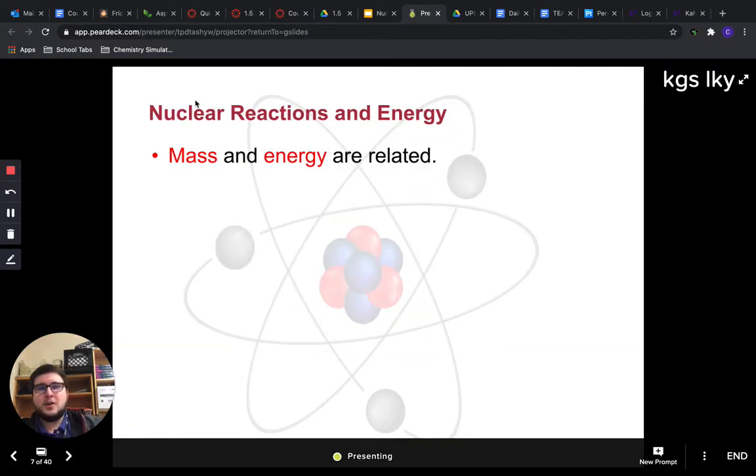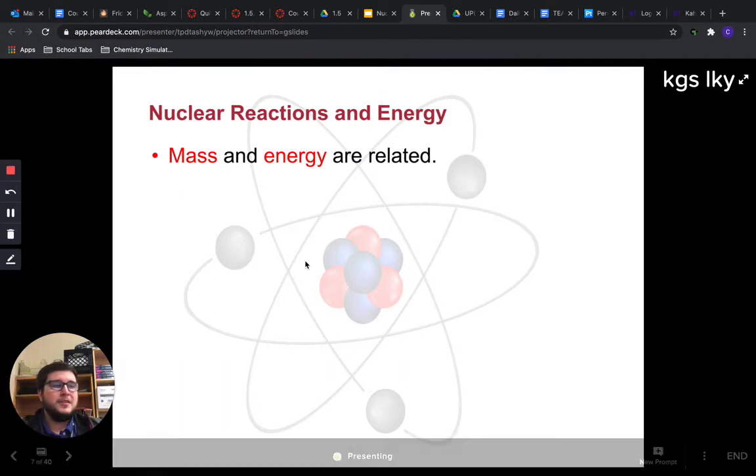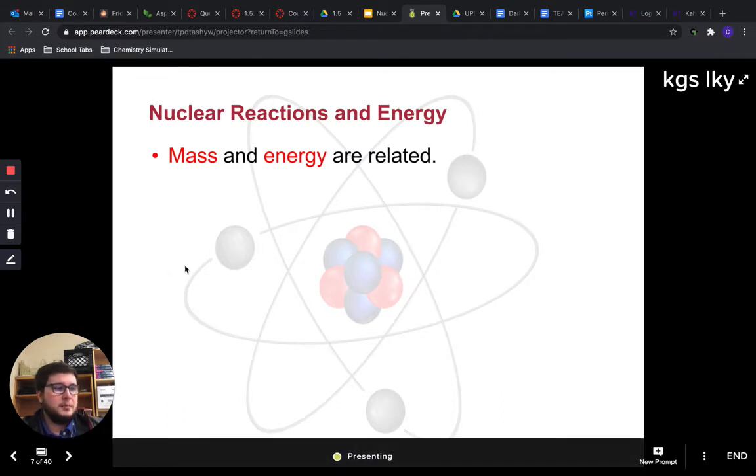All right, so let's talk about nuclear reactions and energy. So maybe you've heard of Albert Einstein. Albert Einstein said E equals mc squared. And maybe you've even heard of that equation and possibly don't even know what it means. But here's what it means. So mass and energy are related. E in that equation is energy and m is mass. And so they're related by that equation that Albert Einstein came up with.